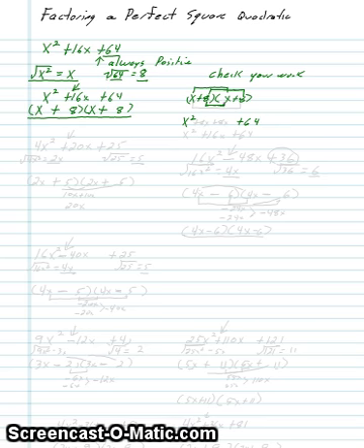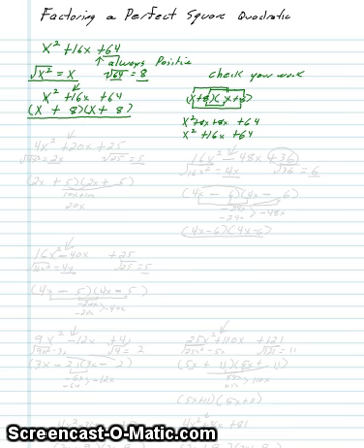When we take the 8 times the x, we get plus 8x. And we take the first times the last, x times 8, we get plus 8x. So that's 8x plus 8x, 16x, plus 64. This here matches what we started out with.